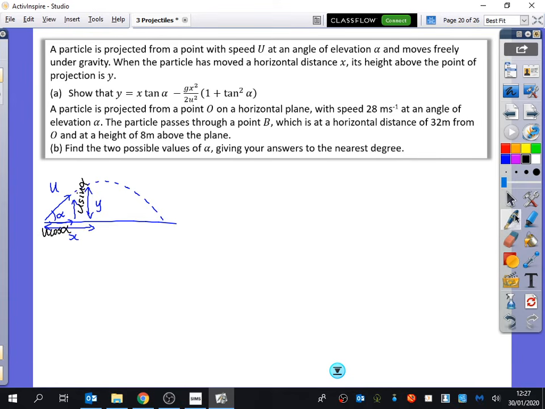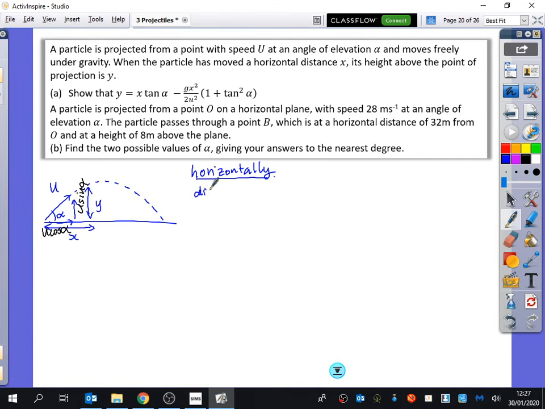Which one's going to be best to start with, horizontal or vertical? Vertical. It's a 50-50 guess, and I would go horizontal here because we're trying to show what y is equal to. So I'm not going to be able to show what y is equal to unless I know what x is equal to, or something in terms of x. So we are going to start off by thinking horizontally and just seeing what we've got.